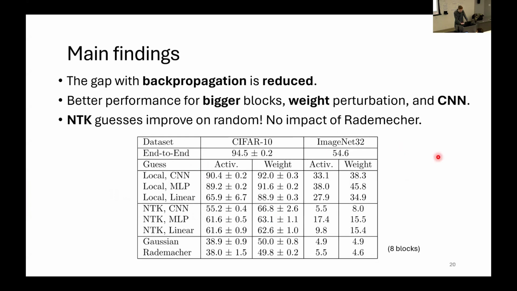Okay, more in detail, what does that mean in numbers? Well, we can reduce the gap with backpropagation. Backpropagation for CIFAR-10 gives pretty much 95% accuracy, and using local guesses, we can reach up to 92% accuracy.